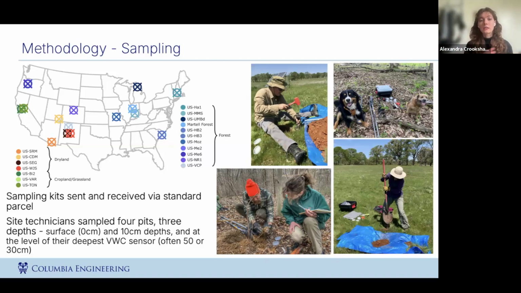We give them a pretty detailed sampling book, which they follow. And they are instructed to sample 4 pits at 3 depths to create a total of 12 samples, 4 at the surface, 4 at 10 centimeters, and 4 at the level of their deepest volumetric water content sensor, which is often 50 centimeters, occasionally 30. We even had some sites return samples as deep as 150 centimeters, which my heart goes out to them. It is not easy to dig a 1.5 meter pit in the ground.